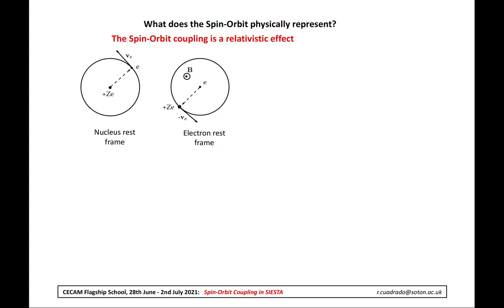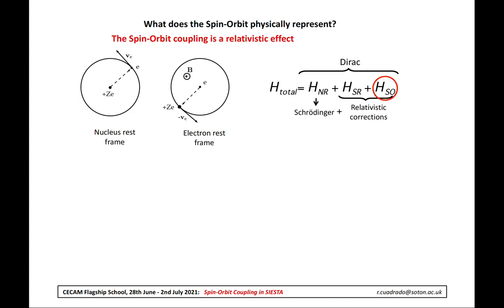What does the spin-orbit physically represent? The first thing we have to know is that the spin-orbit coupling is a relativistic effect and arises from the interaction between the intrinsic magnetic moment of the electron and the magnetic field seen in its orbital motion around the nucleus. Regarding the Hamiltonian to perform a DFT calculation, we can have two kinds of relativistic approximations.